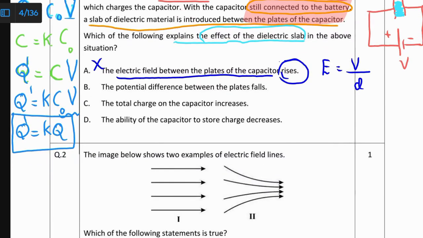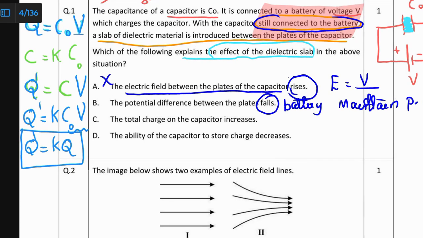That's done. Now come back to option B. They said that the potential difference between the plates falls. How? The battery maintains the potential difference. Who is maintaining the potential difference? The battery maintains it. Over here it is still connected to the same battery. What does it mean? This means the potential difference remains the same, but here they said it falls. So this is also wrong. Now come back to the next one. The total charge on the capacitor increases. Is it correct? Yes, we have already derived it.